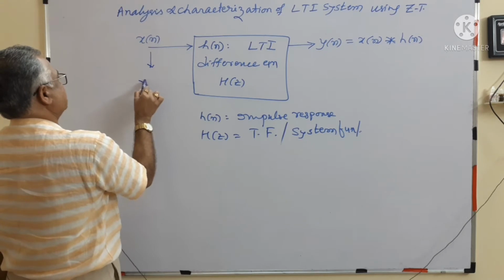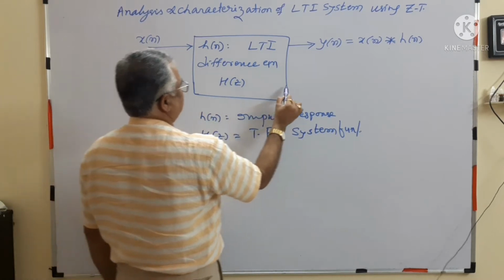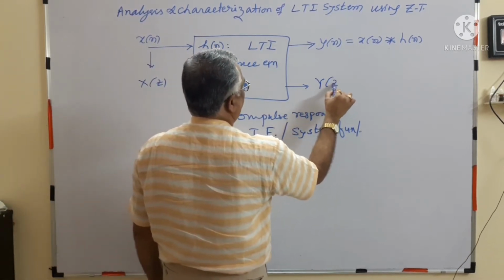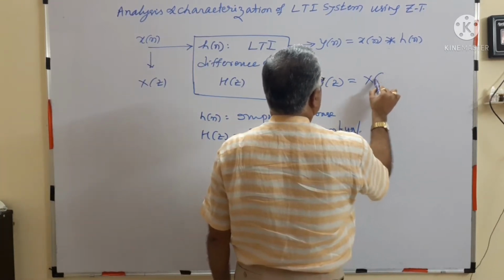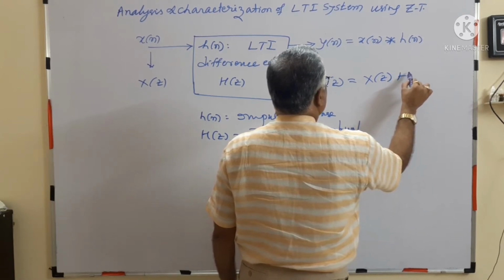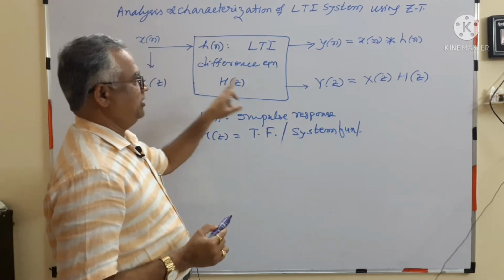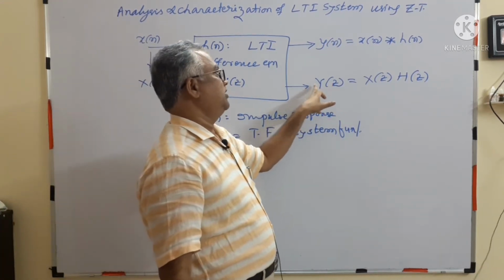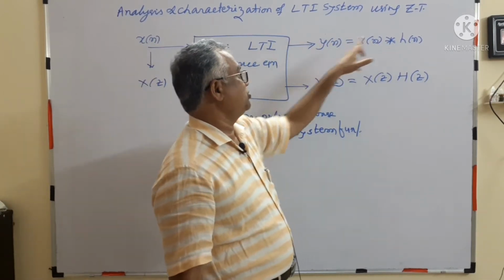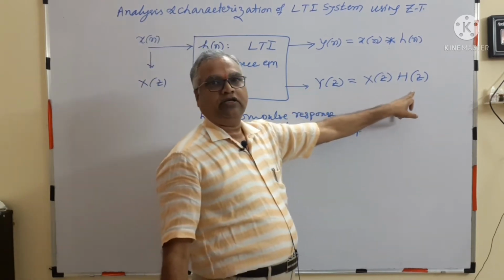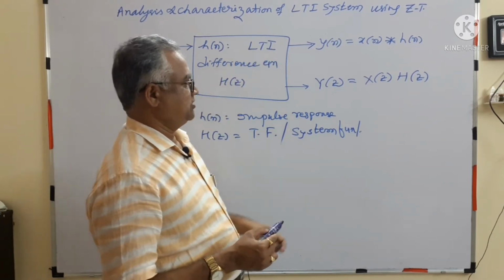Z transform of this is X of z. Then h of n Z transform is H of z. Then what is Y of z? In frequency domain, multiplication. So X of z into H of z. H of z and X of z directly multiply, you get the Y of z. Inverse of Y of z is again y of n. This is in time domain approach. This is in frequency domain approach. Any one of the ways we can analyze LTI system.